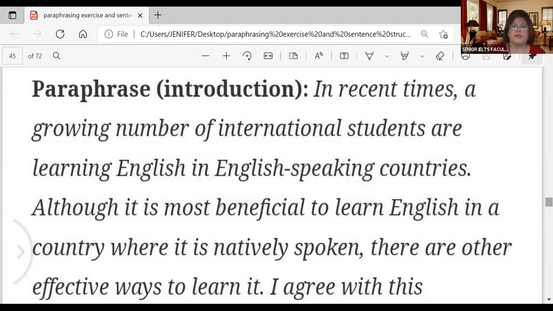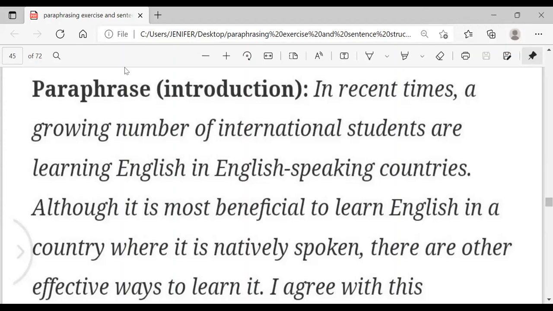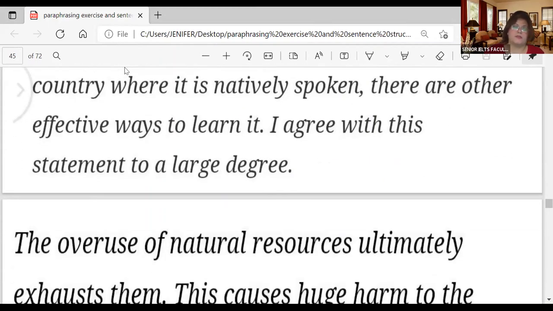Who is going to read this? In recent times, a growing number of international students are learning English in English-speaking countries. Although it is more beneficial to learn English in a country where it is natively spoken, there are other effective ways to learn it. I agree with this. Very good. Excellent.